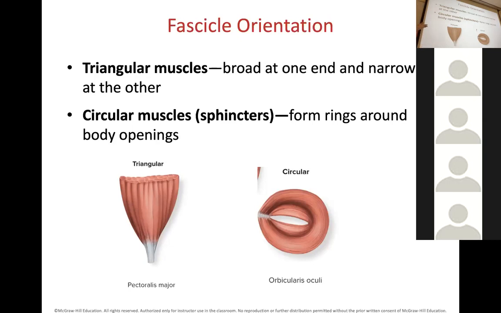And then you have circular muscles, which are also called sphincters, which are going to form circles around body openings. So the orbicularis oris, which is the muscle around your eye that allows you to blink, basically is a circular muscle, and the fascicles are oriented basically in a circle, and they'll connect to the tendon at one end.